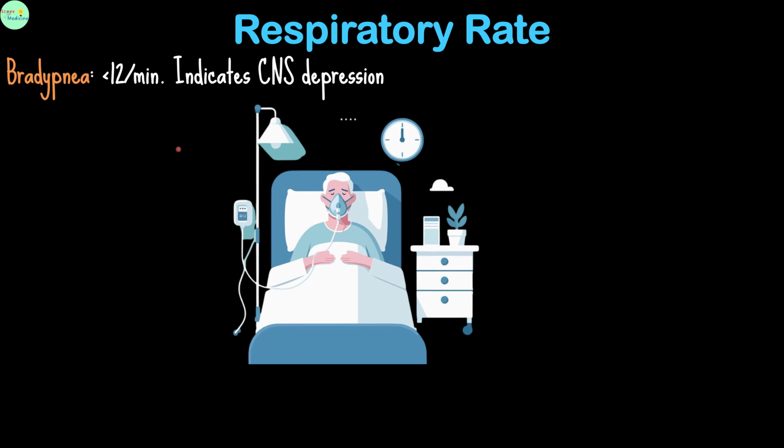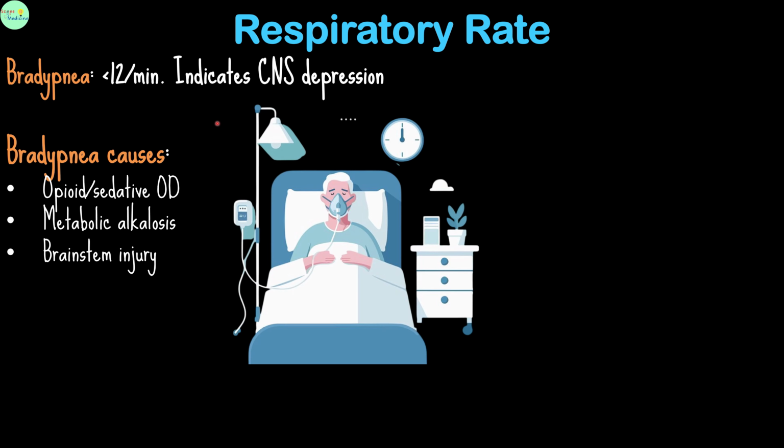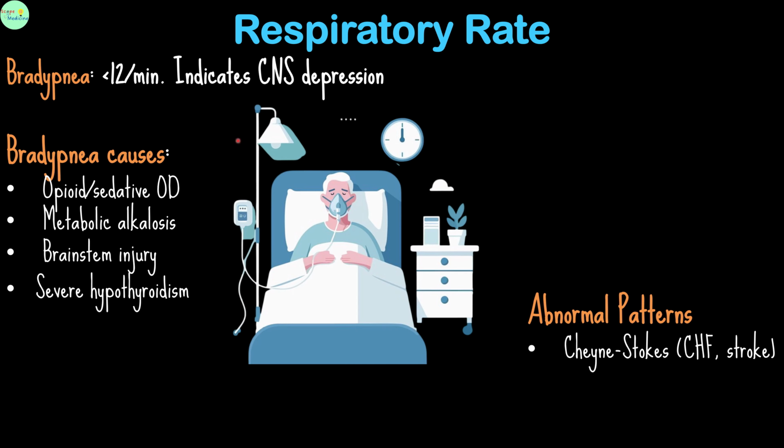Bradypnea, a rate below 12 breaths per minute, often indicates central nervous system depression. Causes include opioid or sedative overdose, metabolic alkalosis, brainstem injury, and severe hypothyroidism. Also note abnormal breathing patterns. Cheyne-Stokes respiration, with its crescendo-decrescendo pattern, is associated with heart failure or stroke. Kussmaul breathing, which is deep and labored, signals metabolic acidosis. And Biot respiration, with irregular clusters, suggests brain injury.